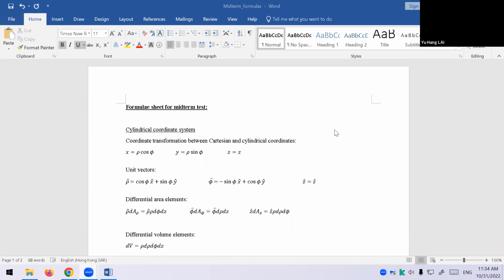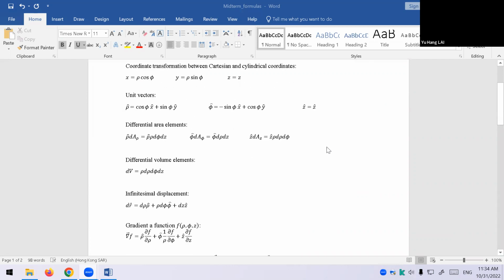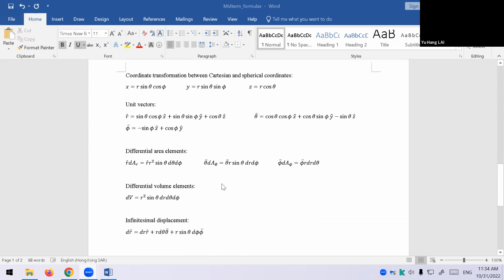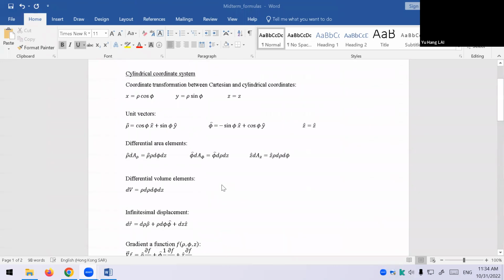First of all, my original plan was to only give you the ones that you need in the problems. But since some of you asked me questions about the formulas, I decided to just put all these formulas. So whether the question will be about these or not, I put all the formulas in your midterm question paper. I will upload this document to Blackboard after the class.